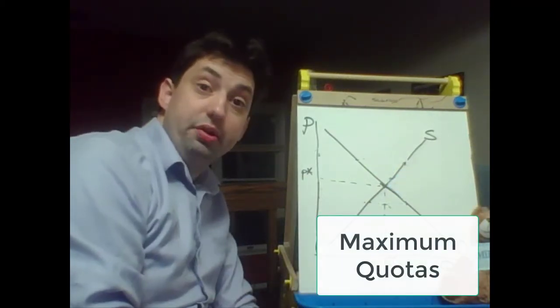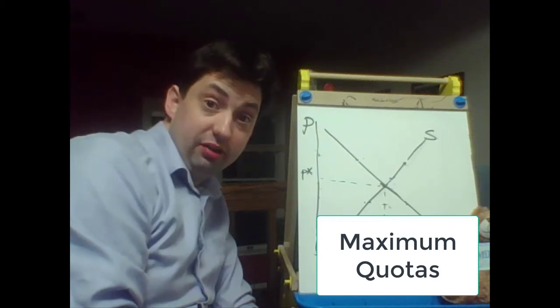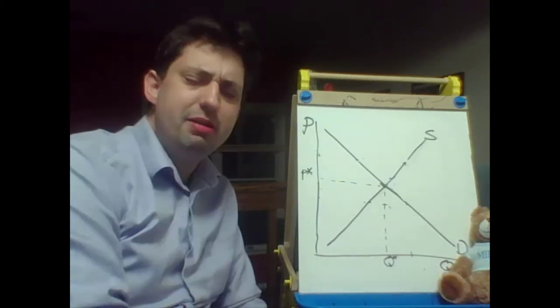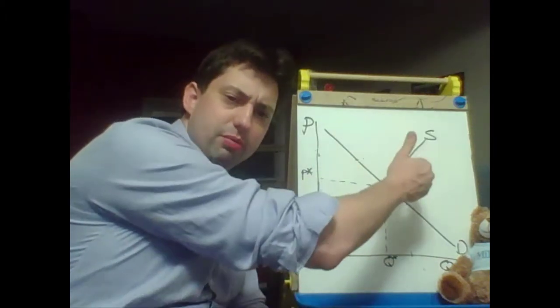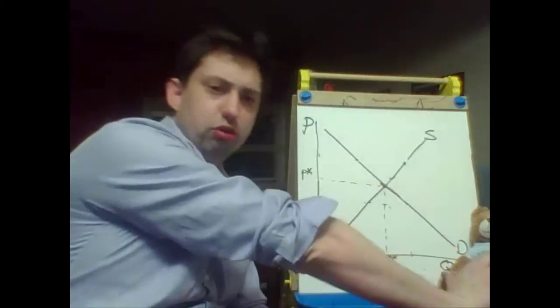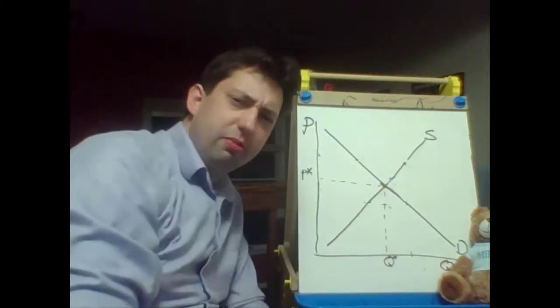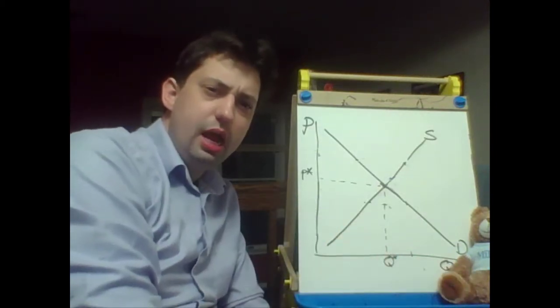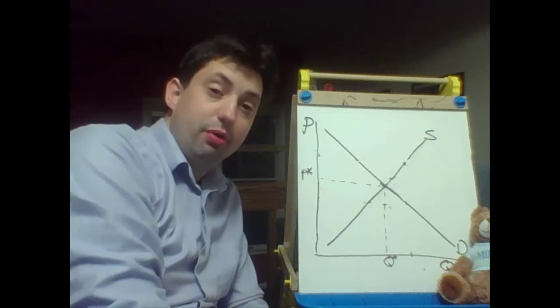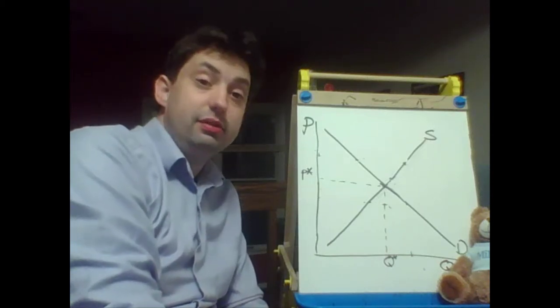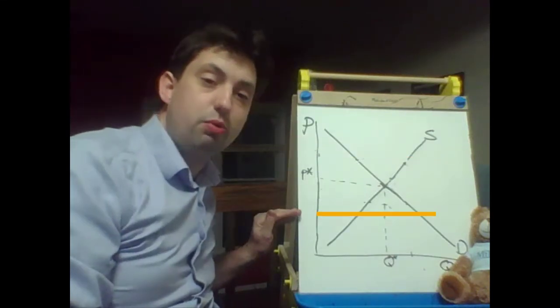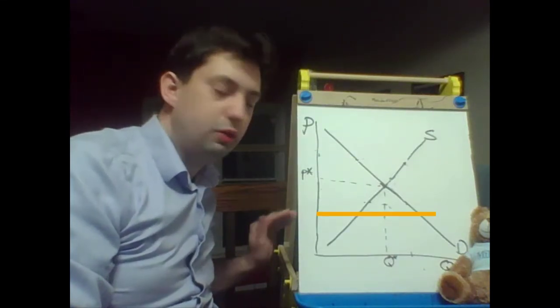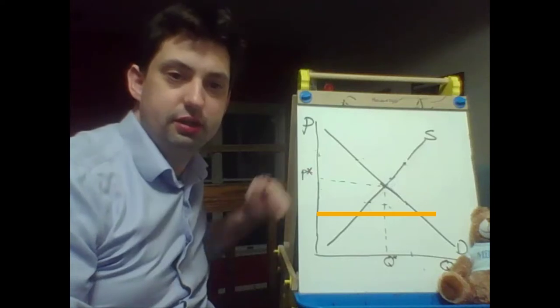Maximum quotas operate in the same basic way. A minimum quota doesn't mean anything when it's below equilibrium. It means something when it's above equilibrium. You have to produce or consume a certain amount. Well, this symmetry applies the other way too. A maximum price is a ceiling. It doesn't mean anything when it's all the way up here. It's only meaningful when it's down here. You can't go above the ceiling.